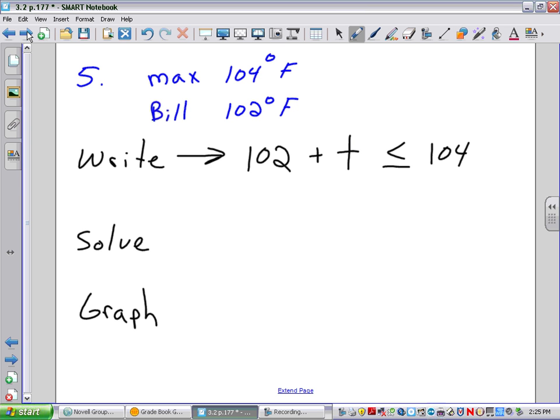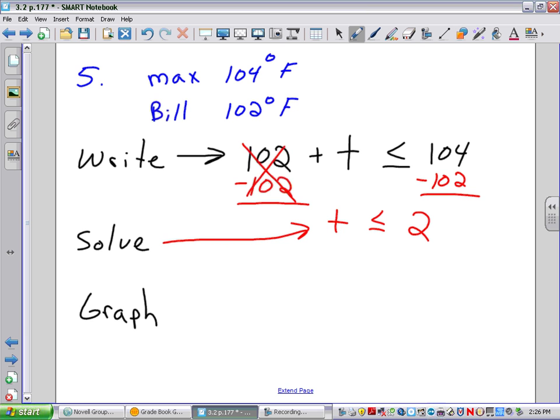To solve it, you would do this. You would subtract 102, mark out your opposite, so you get T is less than or equal to 2. So that's the solve part. T is less than or equal to 2. Then the graph part would be, make a number line, 0, 2, closed circle, to the left.